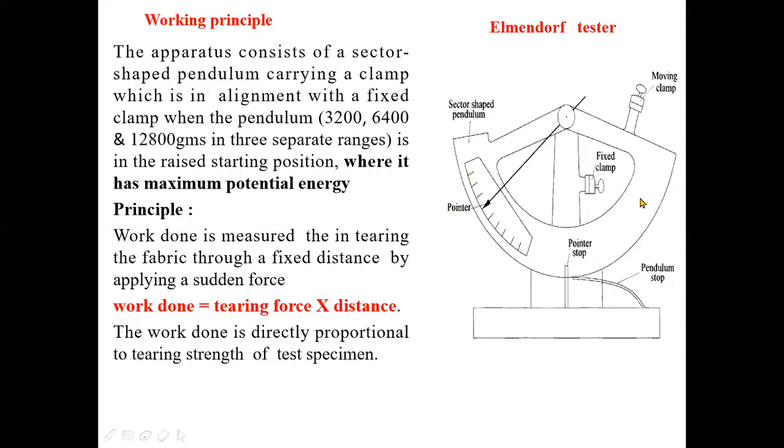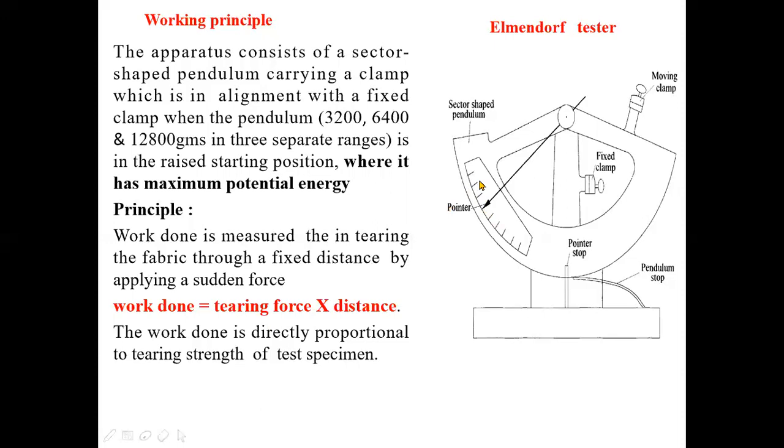Now, the pendulum will fall from a certain height. When the pendulum falls from a certain height, it will lose its potential energy. And when it loses its potential energy, a certain amount of energy will be converted into tearing the fabric. Energy and work are basically the same. So work done is basically force into distance. The distance is 43 millimeter that I showed in the previous slide, a fixed distance. So the amount of work done is directly proportional to the tearing strength. The higher the tearing strength, the more will be the work done. And the tearing force can be read out directly from this scale.